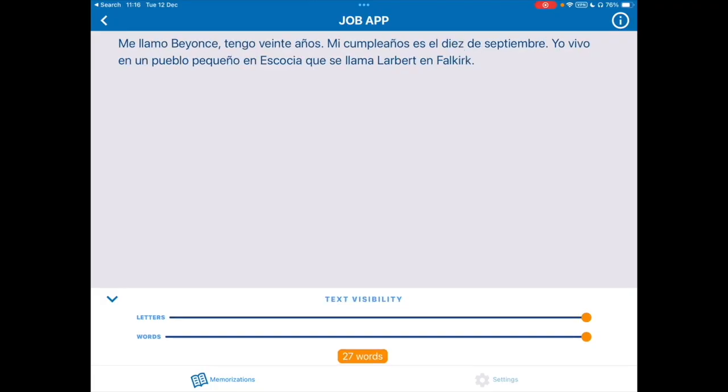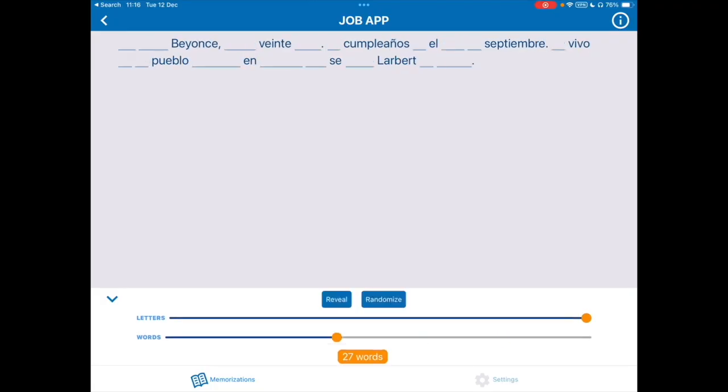Similarly, we can take away set words. And it might be that you take away all of the words, but you are left with the blank spaces to then help you write that out either on paper or on a whiteboard. And then you can reveal the words to then check it once you feel confident, or if you need a little bit of help in practicing mode.